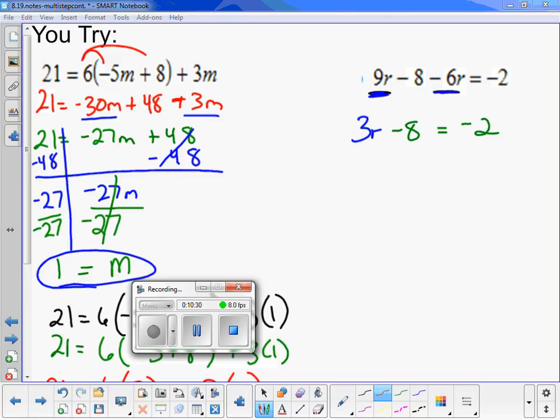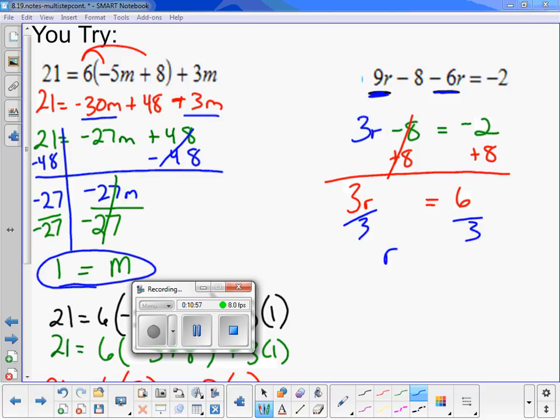Now the left-hand side is as simple as it gets. The right-hand side is as simple as it gets. I have a 3 times the r and an 8 being subtracted from the r. So remember, we get rid of addition or subtraction first. Since I'm subtracting 8, to move it I need to add it. What I do to one side I have to do to the other. So bring down the 3r, cancel out the 8's, and negative 2 and positive 8 give me 6. Then it's 3 times r, so to move multiplication I have to divide. So this is going to be r equals 2.